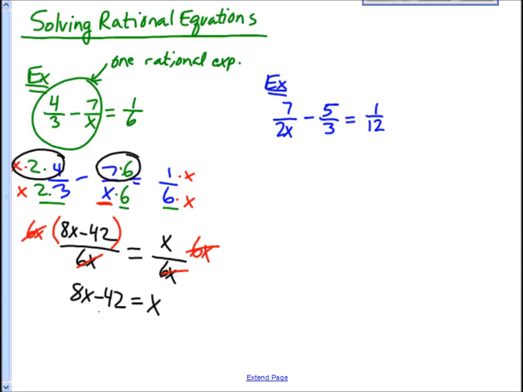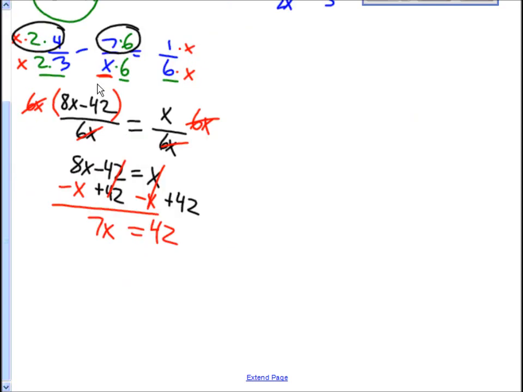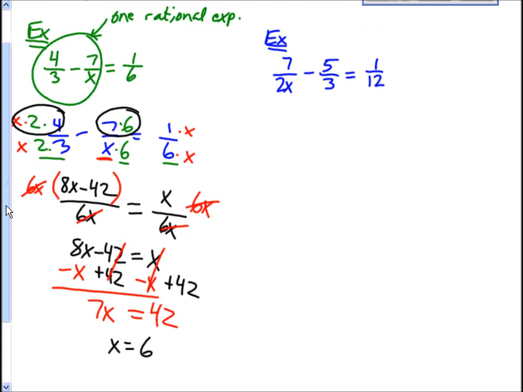You add 42 on both sides, so that'll be gone there. We also have to get rid of this x, so we combine those like terms on the left-hand side. 8x minus 1x is 7x equals 42. Divide by 7 on both sides, and x equals 6. Then we plug it back into the original and double-check: is 6 really the answer? And it is. So again, get one fraction on each side by getting a common denominator.